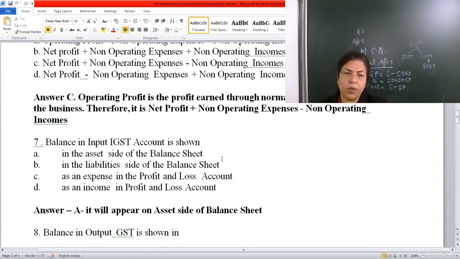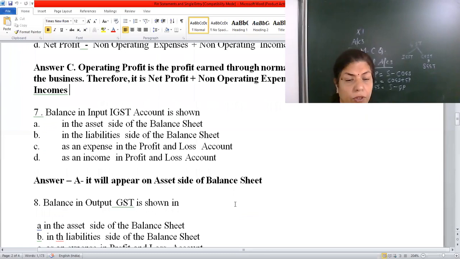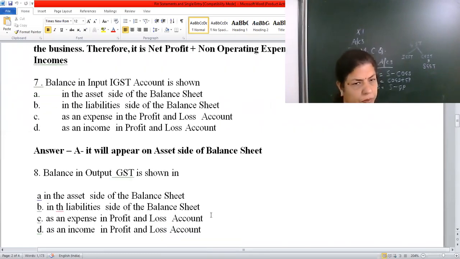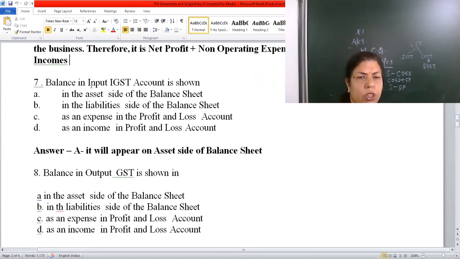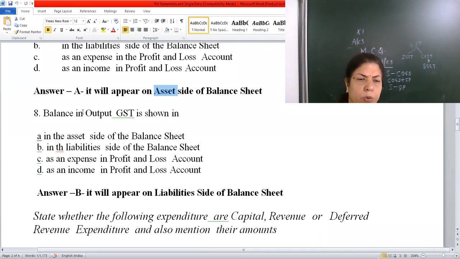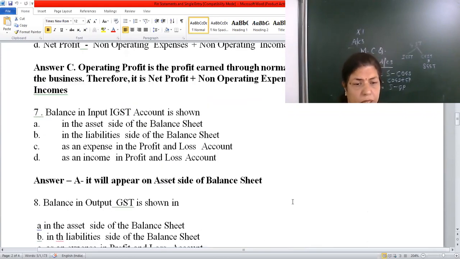Be careful, that is given input. Now input will be shown on the asset side of the balance sheet. Clear? Then we have to show output. Output will be shown at the liability side. Please note down. Input GST will be shown at asset side. Output GST will be shown at the liability side of the balance sheet. This is the major difference.